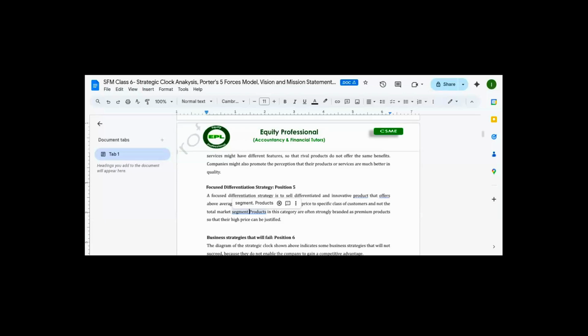So anytime you have a breakthrough to have a differentiated product that you tailor towards certain categories of customers, then automatically the company must charge a premium price. Products in this category, that is differentiated focus, are often strongly branded as premium products so that their high price can be justified. A differentiated focus product must be sold at a higher price.